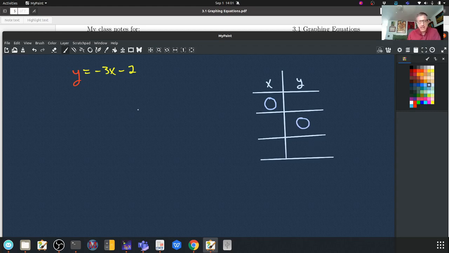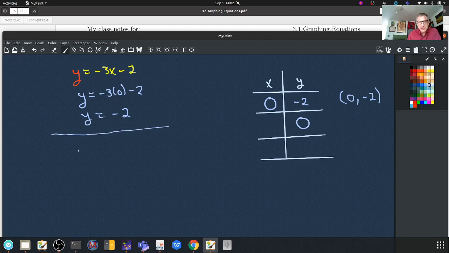So this says, given my equation, plug in 0 for x and see what I get. Well, y is equal to minus 2. So I immediately get a value of 0 and minus 2. So this is kitty corner zeros.